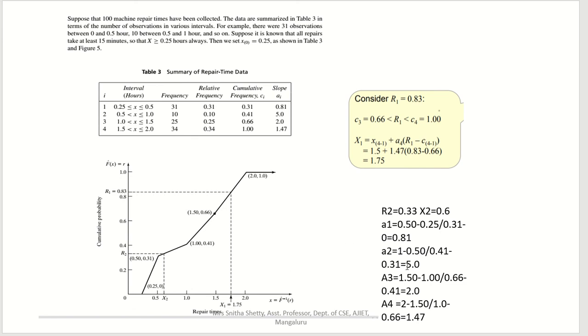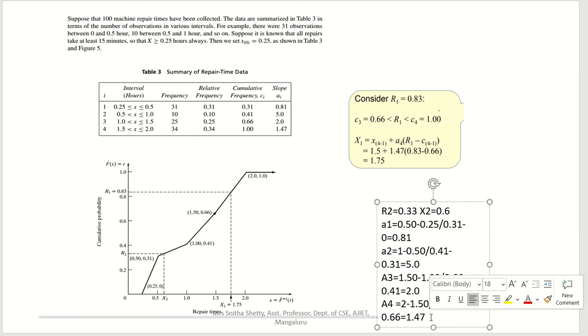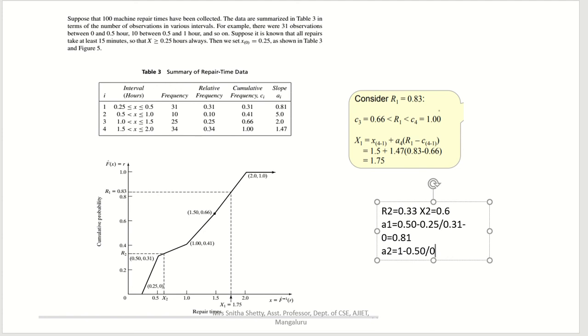Now let's look at the second random number. So what is your R2? Assume the random number R2 is 0.33.